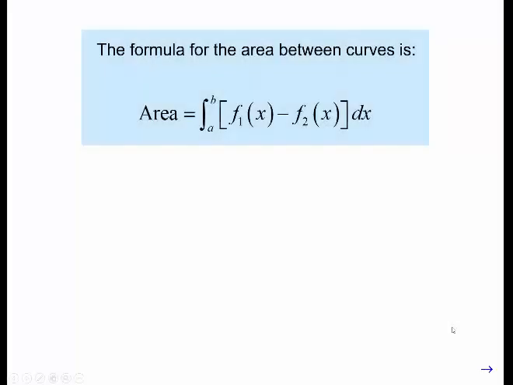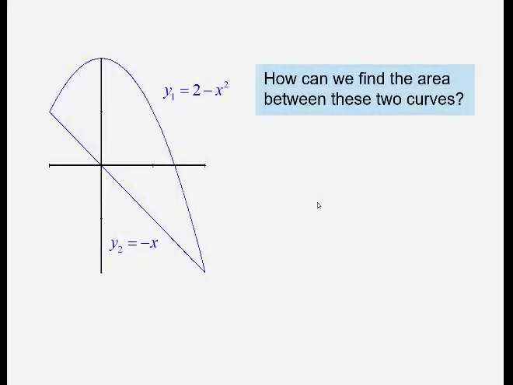All right, so what we saw from the previous section is the formula for finding the area between two curves. The area is the integral from a to b of f1 of x minus f2 of x dx. This will be the top curve minus the bottom curve. That's what we saw in the previous lecture.